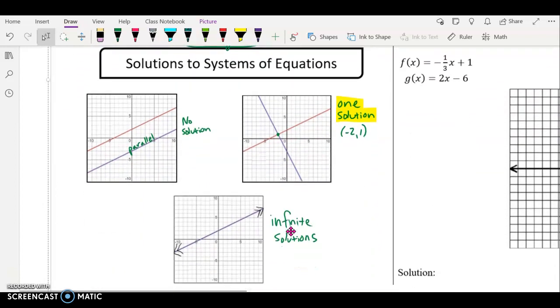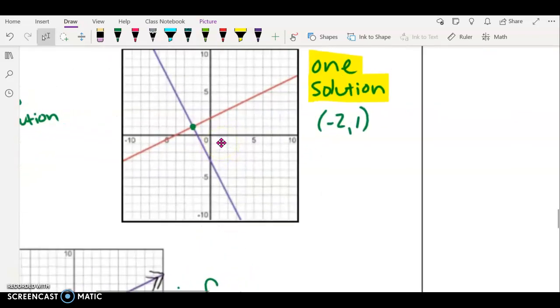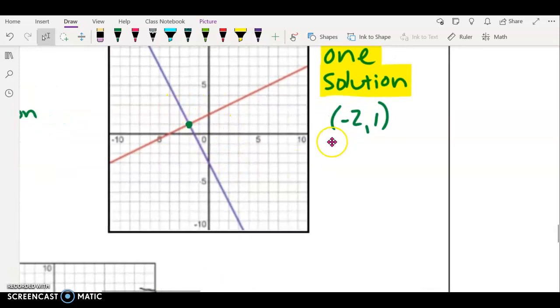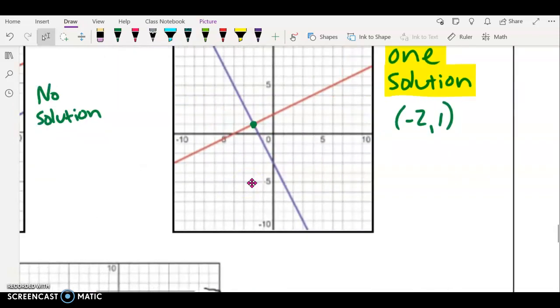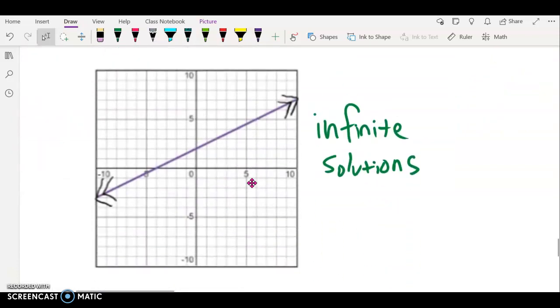And last but not least, we also recapped in the last lesson that there are different types of solutions. So the very first one, we have parallel lines that never intersect, therefore there is no solution. Most of the time we'll have one solution, one point where they intersect, and we would write it as an ordered pair. In this case, this particular problem had one solution at -2, 1. And then last but not least, when we have a line on top of another line, they are always intersecting or always touching. Therefore, there's an infinite number of solutions.